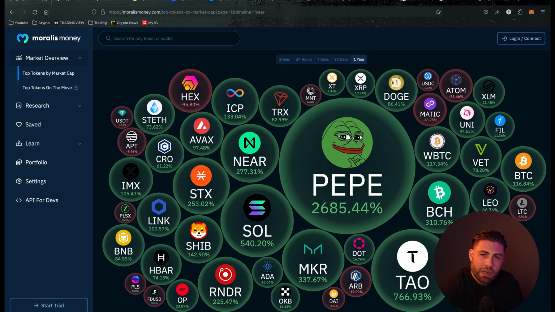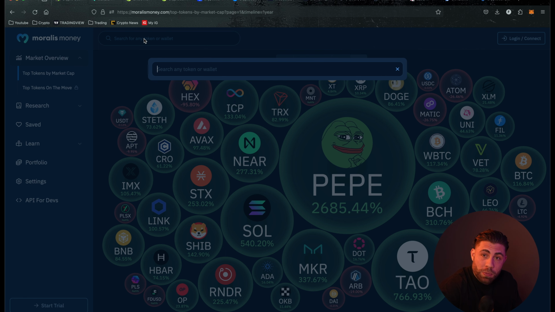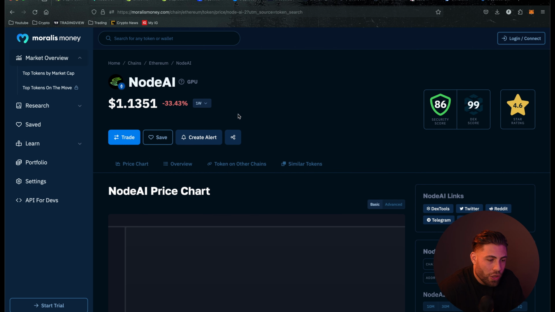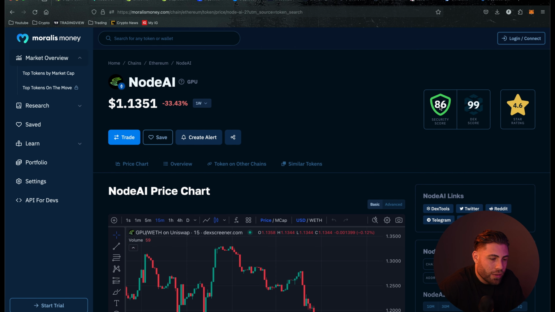It's a little bit more rigorous than some of the other tools that I'll show you later on in this video. For example, if I want to search a coin like GPU, it will show me Node AI. This is one of the coins that I'm actually personally invested in. And when I look at the security score here, 86. Now, a lot of times, if you look at some of the other tools like Dex Tools and Dex Screener, which we will talk about later, they might have a security score of 90 or 80, and Moralis Money shows 10 or 20. And I personally prefer to be more conservative when it comes to security scores because a lot of times, a lot of projects could be rugs, and I don't know exactly what the algorithm behind Moralis Money is, but I prefer their security system just from experience.